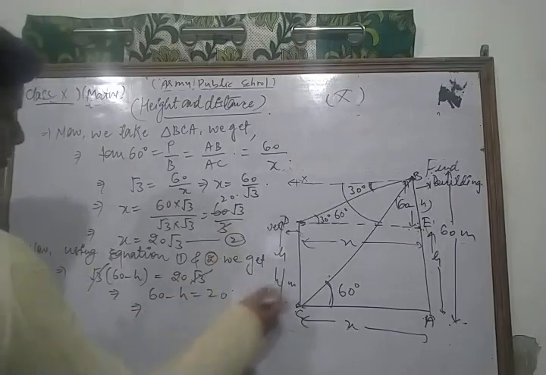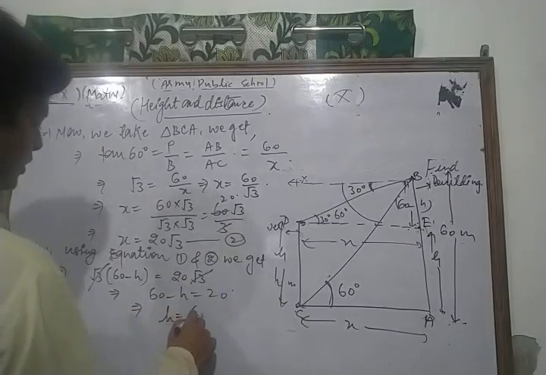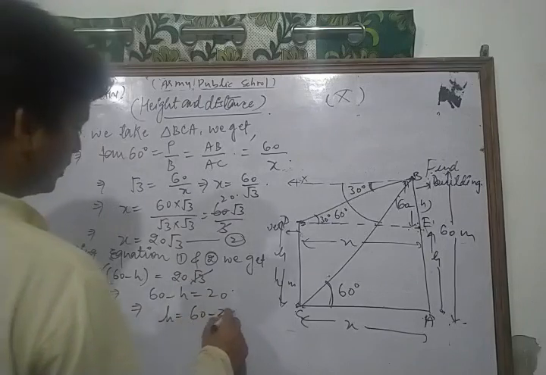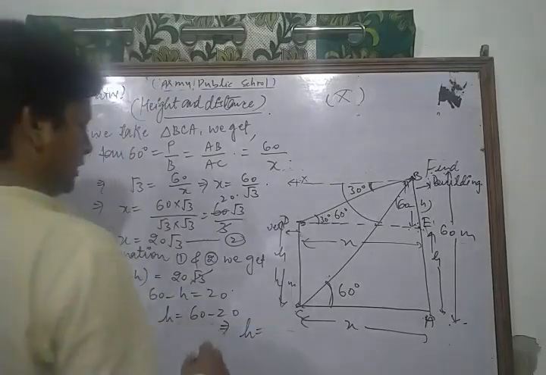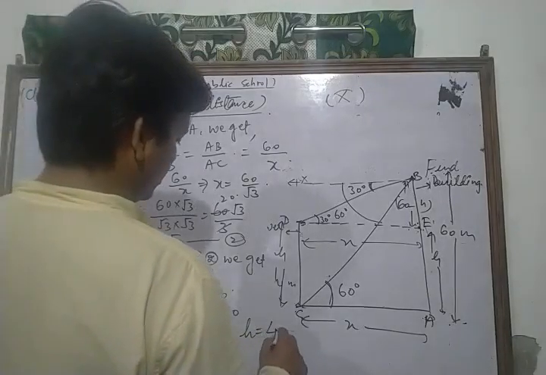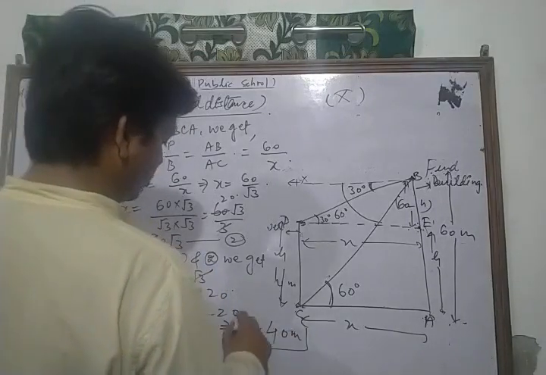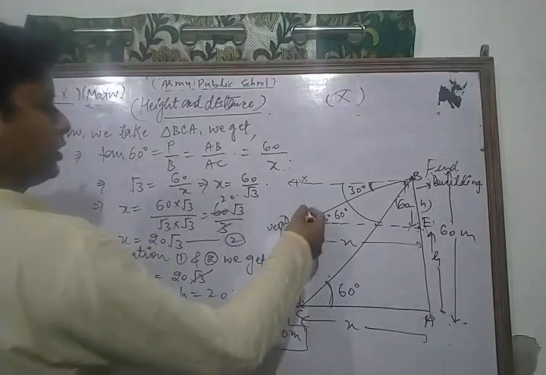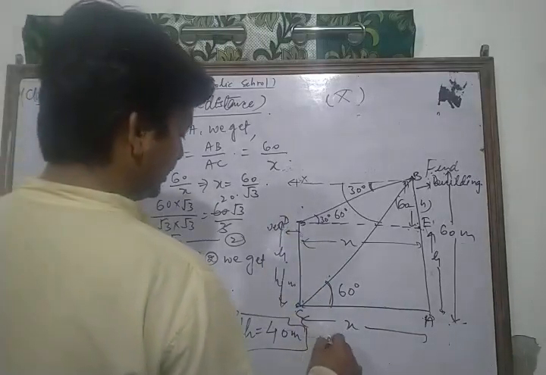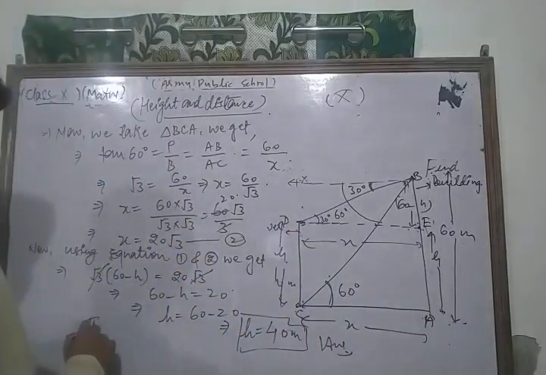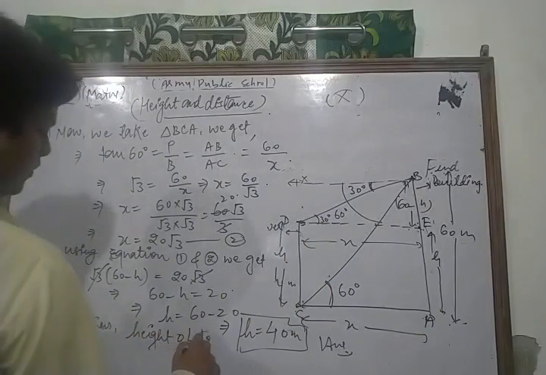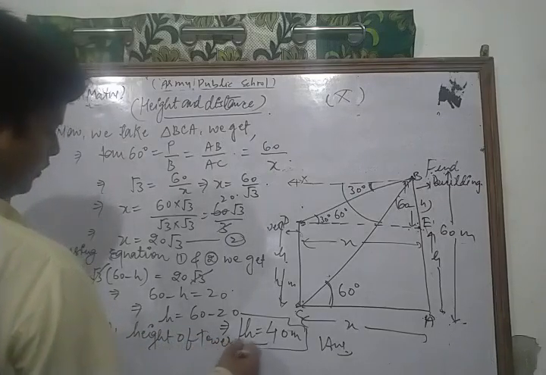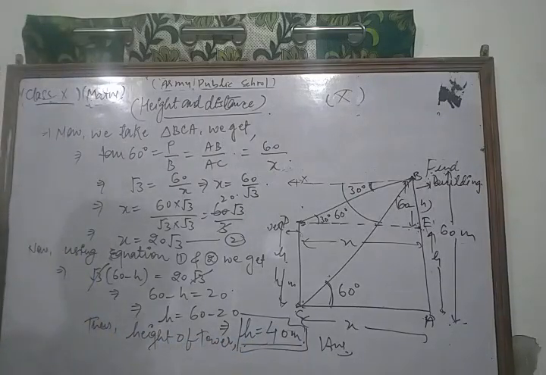So from there h transfers to that side, so h is equal to 60, and 20 transfers to that side, minus 20. So the value of h is 60 minus 20, which is 40 meter. So in this way the height of the tower is 40 meter. This is the required. Thus this is the height of the tower, which is 40 meter.